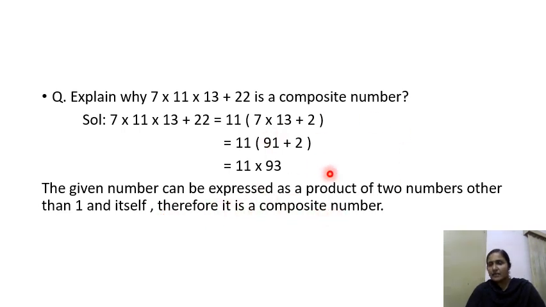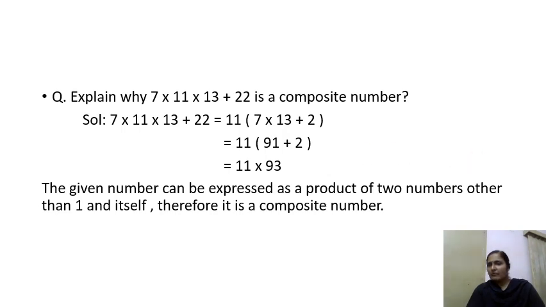So if this question comes for 2 marks, 1 mark is for this explanation, 1 mark for this step and 1 mark for the reason which you are writing there. In this way you will get 2 marks for this question. Now just suppose you wrote only till here, don't think that you will get full marks. While writing, the solution should be complete. You have to explain it clearly why it is a composite number.